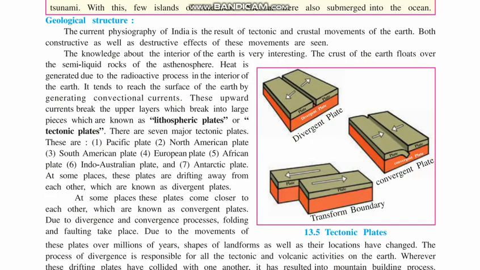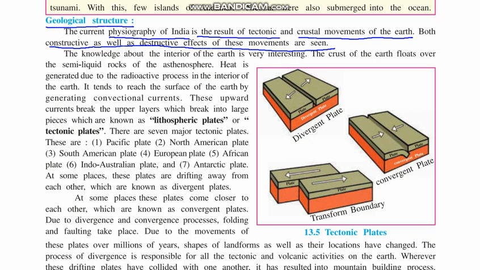Now we are going to talk about the geographical structure of India. The current physiography of India, physiography meaning landmarking of India, is the result of tectonic and crustal movement of the earth. Both constructive as well as destructive effects of these movements are seen.